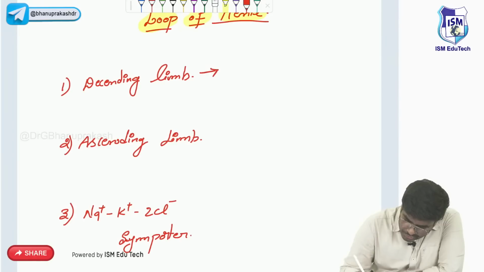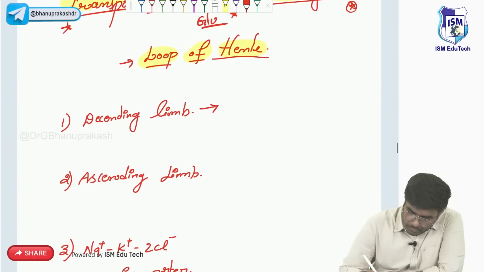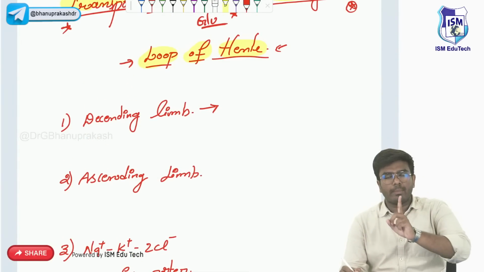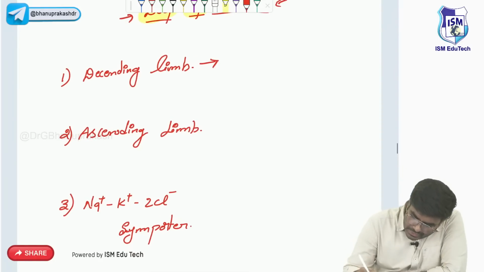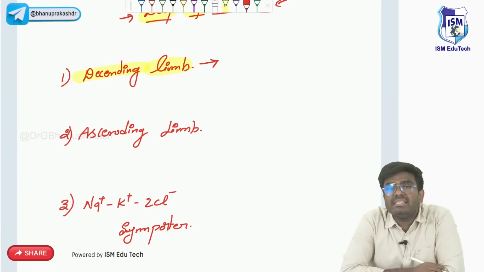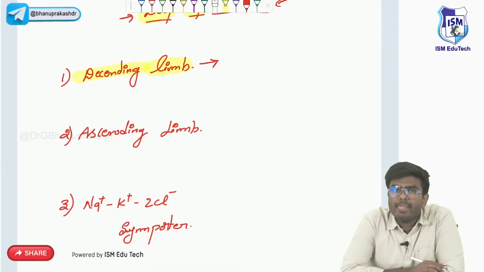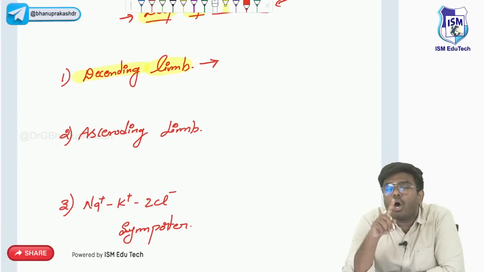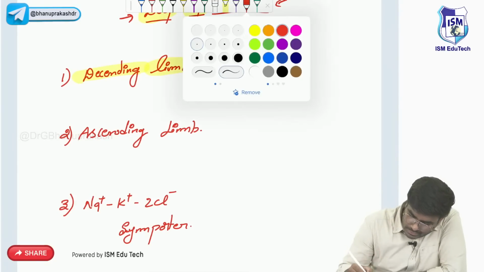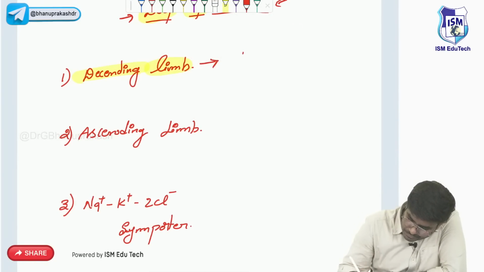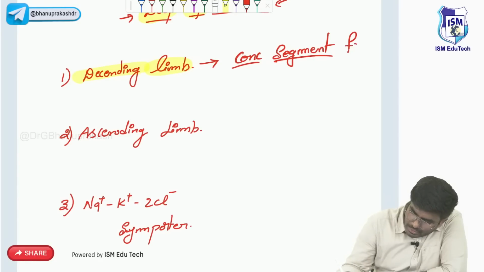What are the important points which you need to know regarding the descending limb of loop of Henle? We all know loop of Henle, descending limb is there, hairpin turn is there, ascending limb is there. Now regarding the descending limb, the important MCQ is: is it a concentrating segment or a diluting segment for the urine? Descending limb is a concentrating segment for urine.